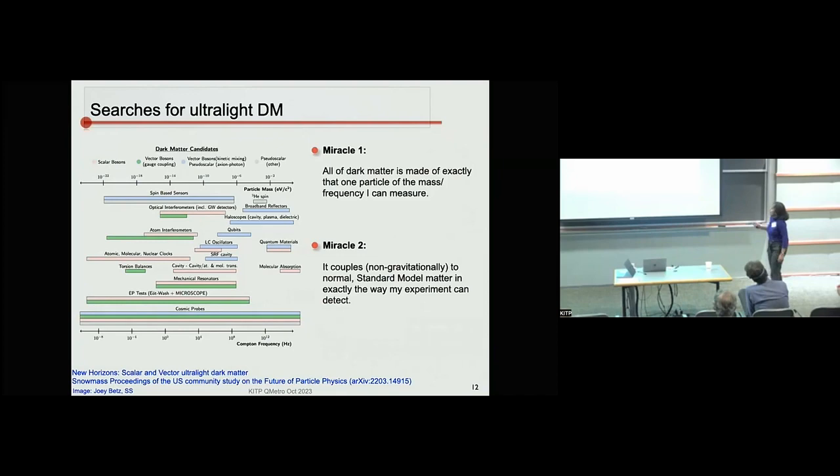Miracle two is that it couples non-gravitationally to normal standard model matter in exactly the way that your experiment can detect. I think wind chime is the only one where miracle two is not assumed. So that's at least two miracles, I can think of more that are assumed. The only thing we know for sure dark matter couples to is gravity, but it's super weak, as Andy mentioned.